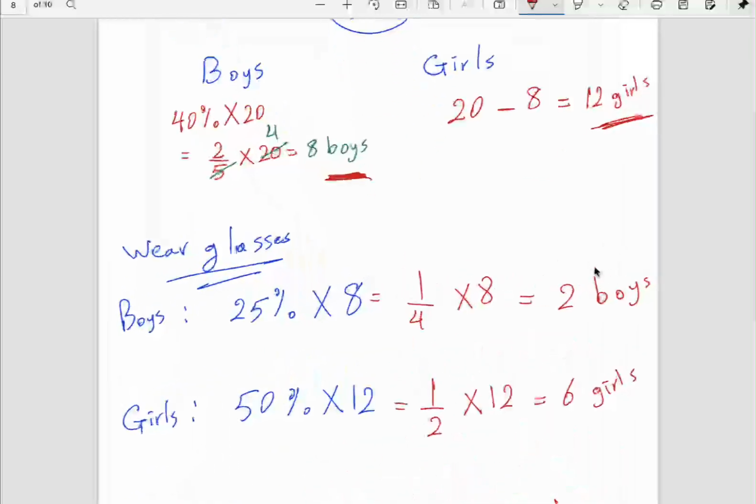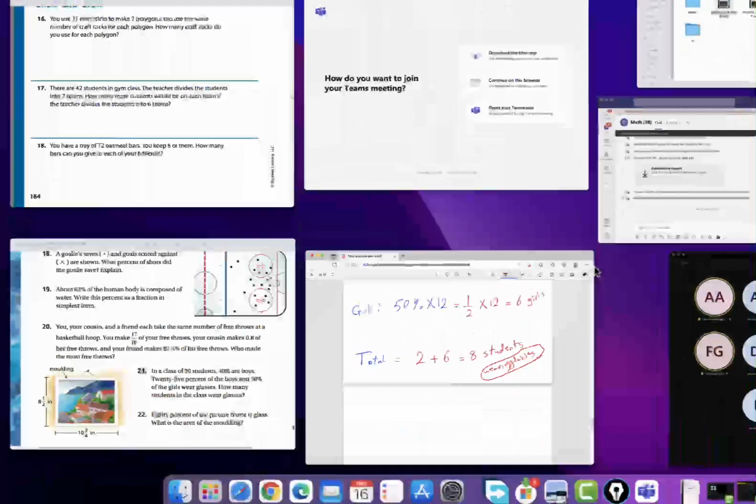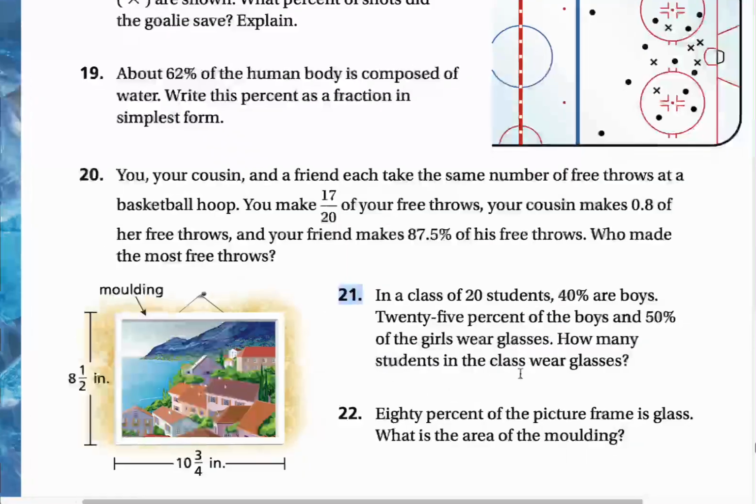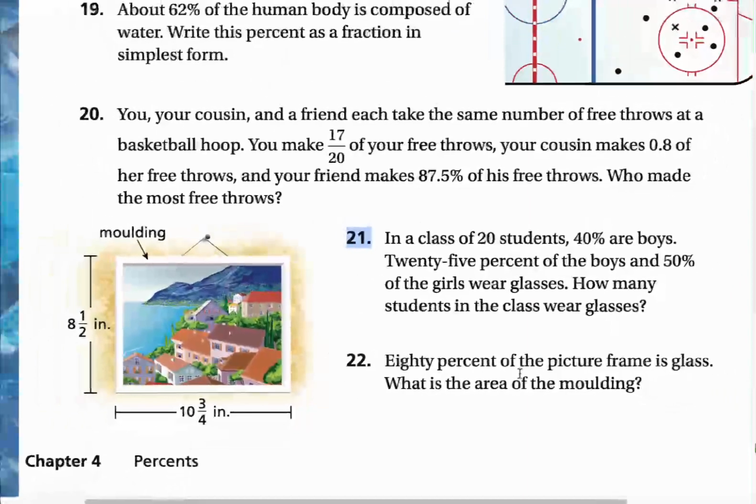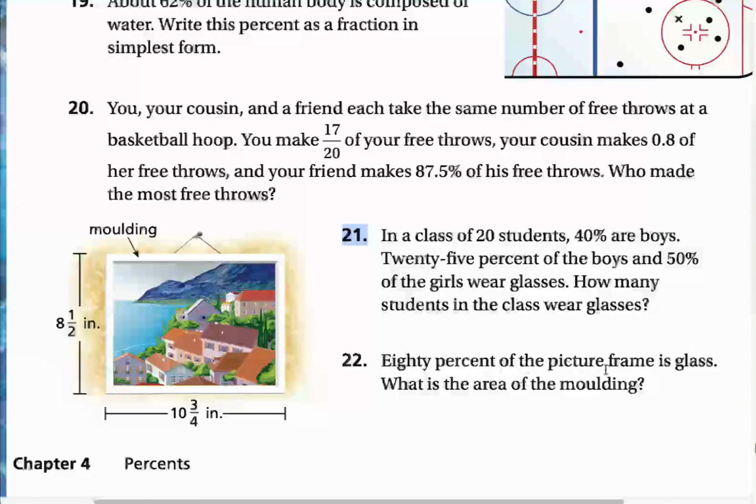No, mister. Let's move to the next question. And the next question: 80% of the picture frame is glass. What is the area of the molding? Okay, this is the molding in the picture here, the white area. I need to ask a question. If 80% is glass, so what is the percent of the molding, the frame?